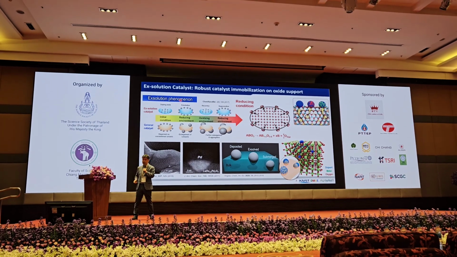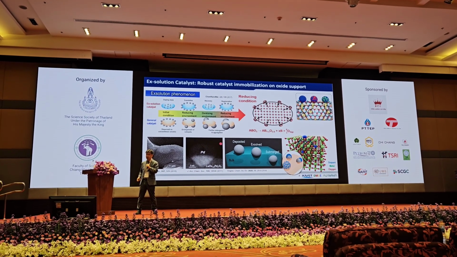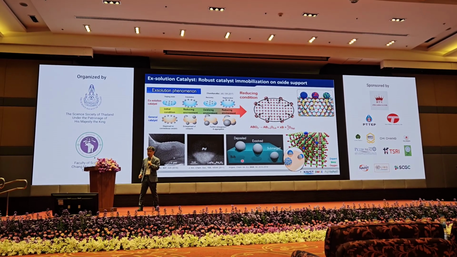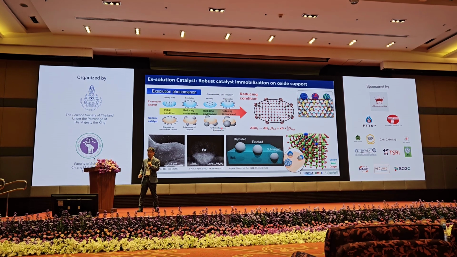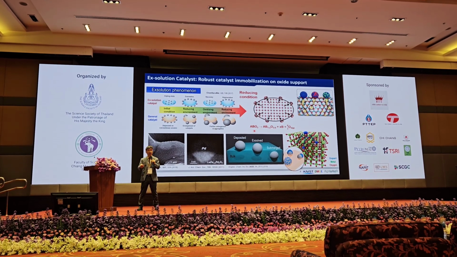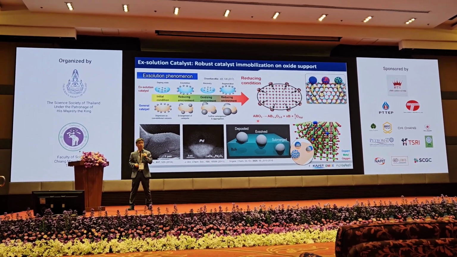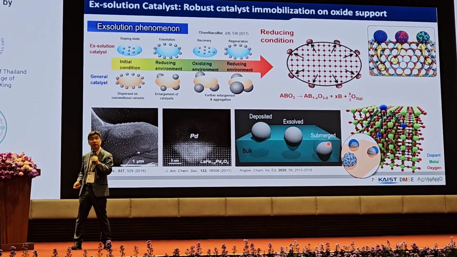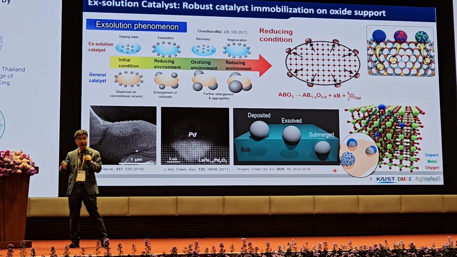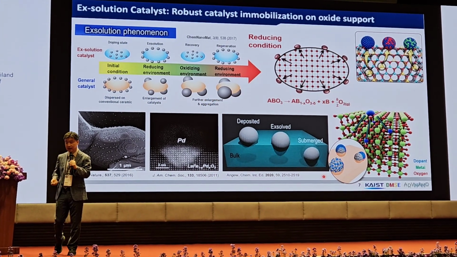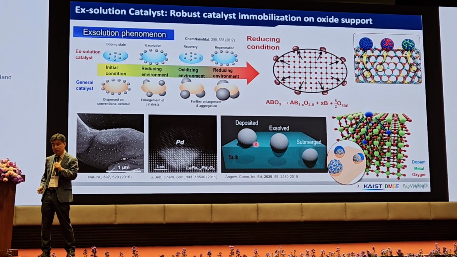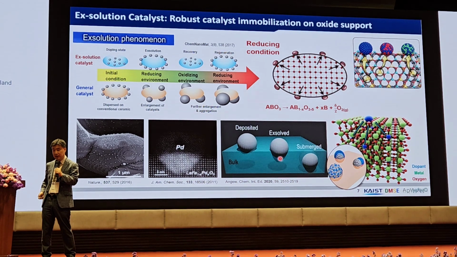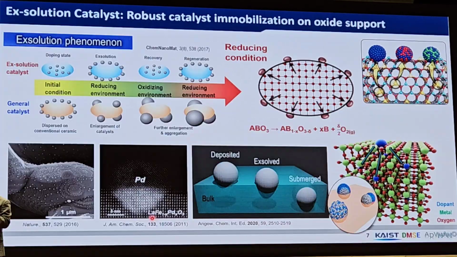So we can consider the three cases. For example, this is the bulk metal oxide. Then we can deposit small particles on this metal oxide surface, right? Then we can also consider the second case, the submerged case. In this case, we cannot see any catalytic activity. Then the last case is exsolution, the exsolute case. So you can see the tightly anchored catalytic property. It looks like a socket-like structure, okay?